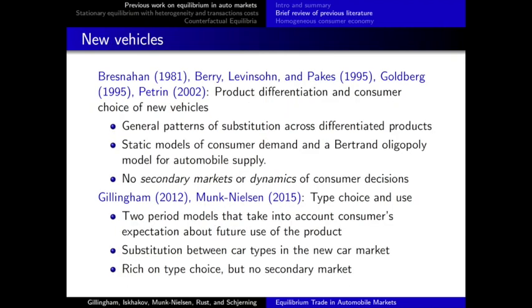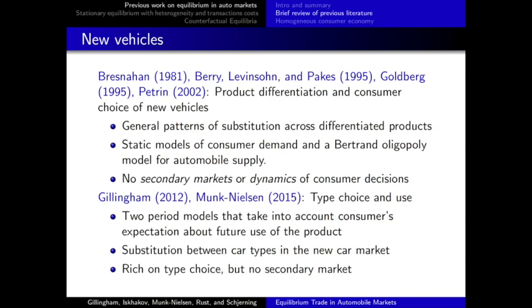Okay, so there's a whole literature that just focuses on estimating the demand for new vehicles. And I guess Berry, Levinsohn, and Pakes is the seminal paper that developed this BLP approach, also allowing for supply side effects and heterogeneity and so on. What they are looking at there are models for product differentiation and consumer choice of new vehicles, allowing for general patterns of substitution for the consumers across different differentiated products. These are static models of consumer demand, and so are different from ours in that respect.